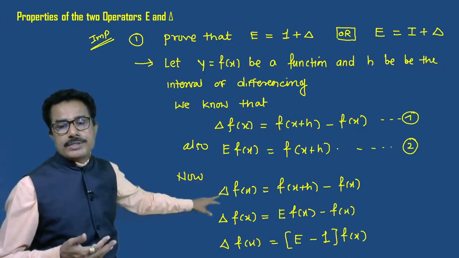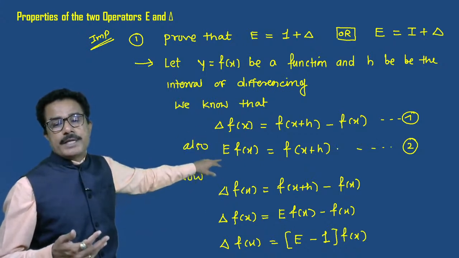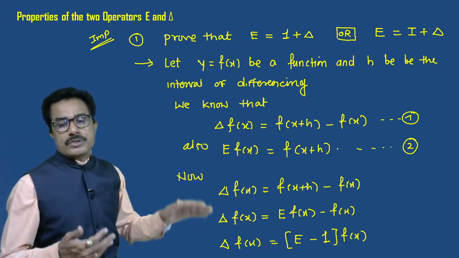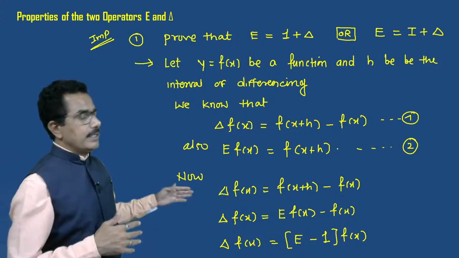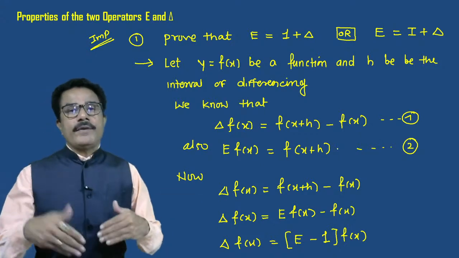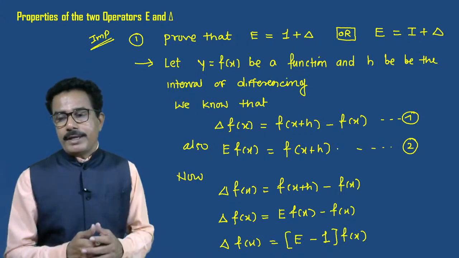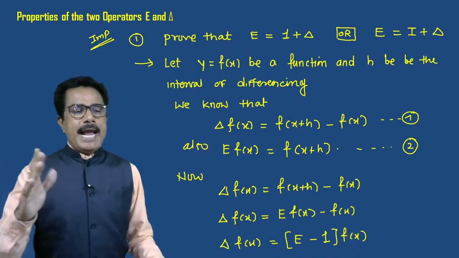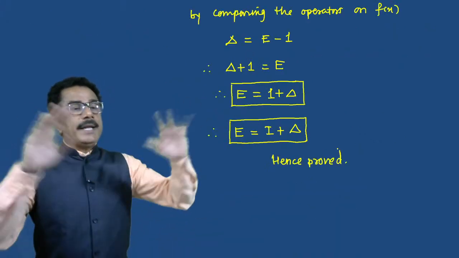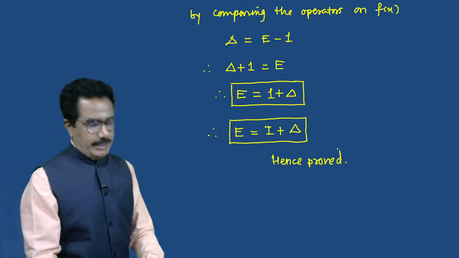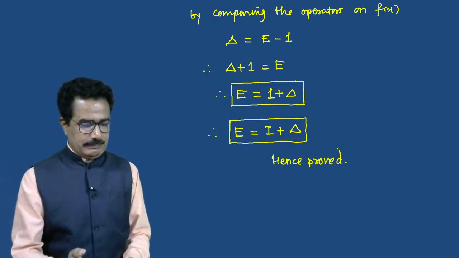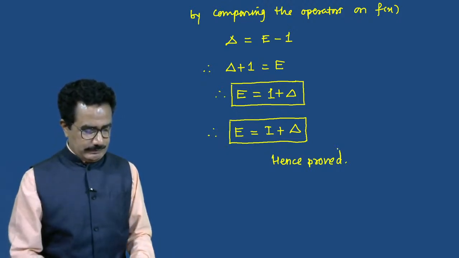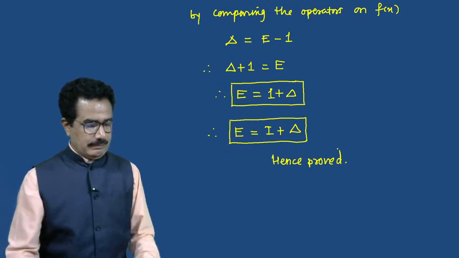Now put this value, second in 1. So delta f of x is equal to f of x plus h minus f of x. So delta f of x is equal to E of f of x minus f of x. Take out a common f of x. Then we get the result by comparing the operators. Okay, now we shall discuss the second.